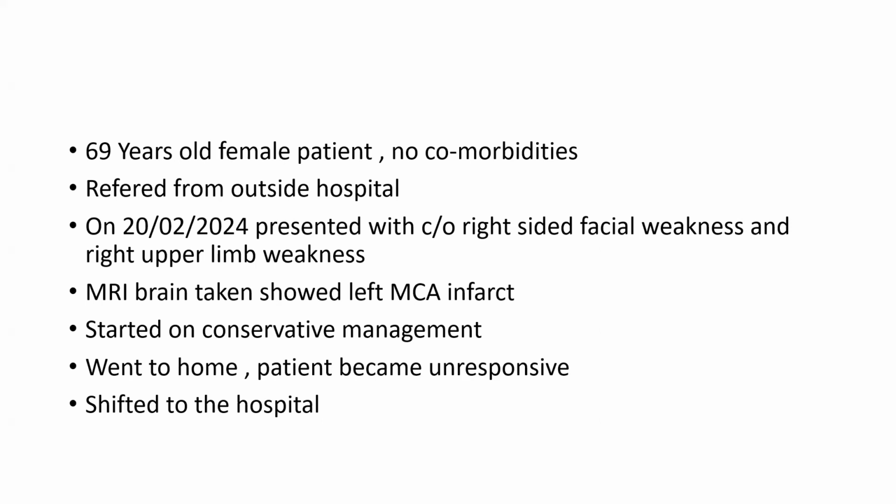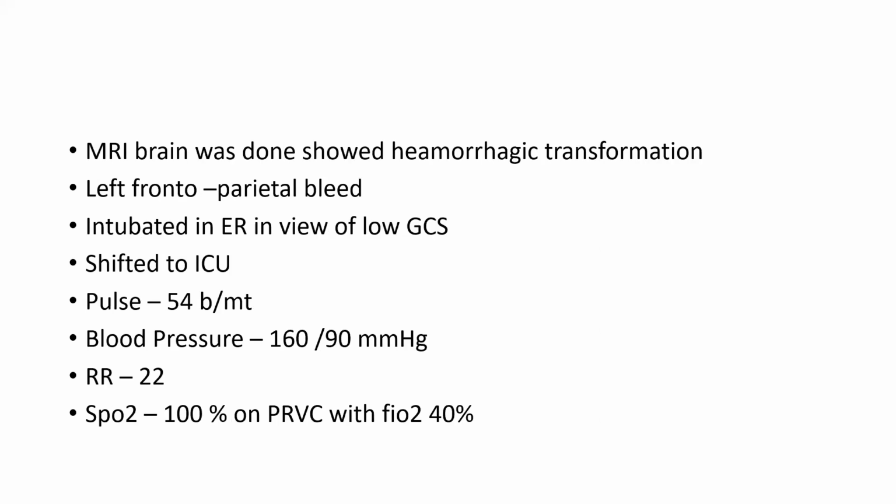At home, she became unresponsive, the overall response of the patient was reduced, and immediately she was shifted to the hospital. MRI brain was done, which showed hemorrhagic transformation, a left frontoparietal bleed. She was intubated in the ER in view of low GCS and then shifted to ICU.